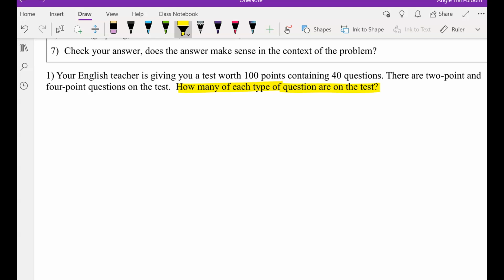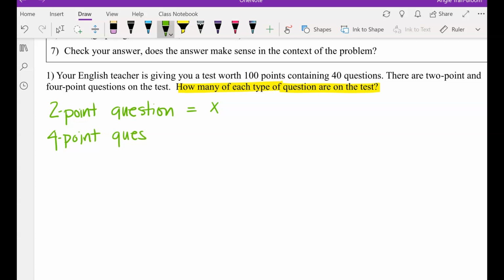What are the different types? 2-point question. What variable would you like this to be? X, Y, W? What do you want? X? What's the other type? 4-point question. Okay. So we are going to call this what? Y. Perfect. So X represents 2-point questions. Y represents 4-point questions. Now, what other things should we highlight or underline?